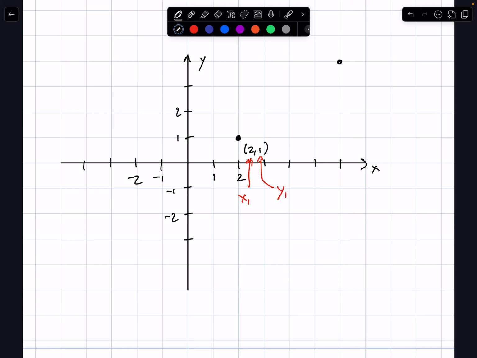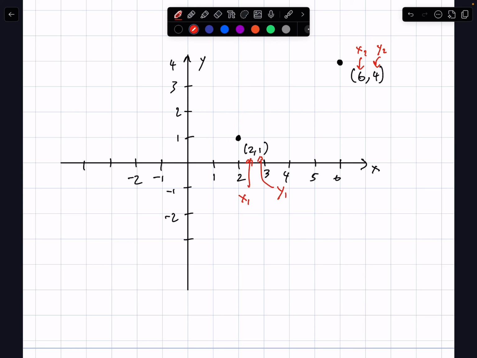Let's say this point right here. This is just random. This is the point, let's see, 1, 2, 3, 4, 5, 6. So the x coordinate would be 6, and then the y coordinate, 1, 2, 3, 4, would be 4. So here's your x2, right, is 6, and y2 is 4.